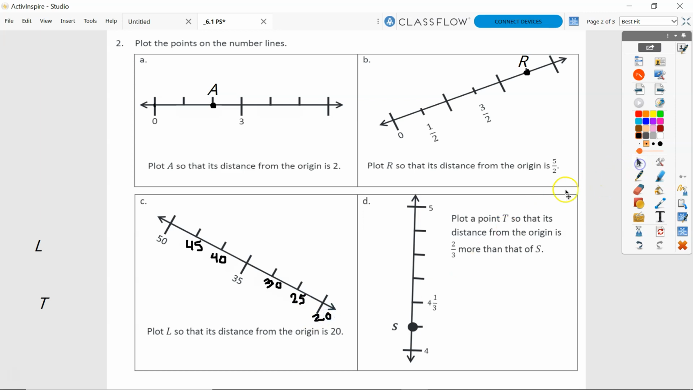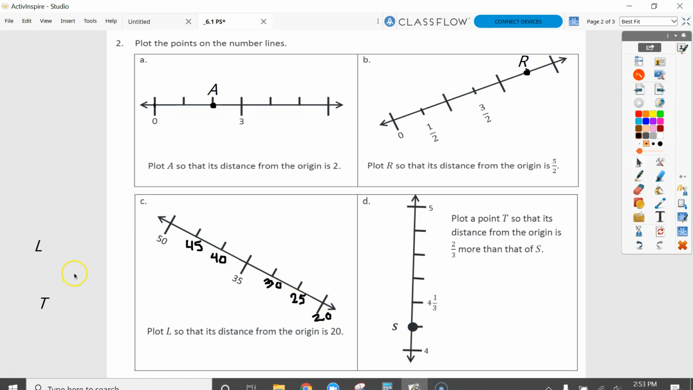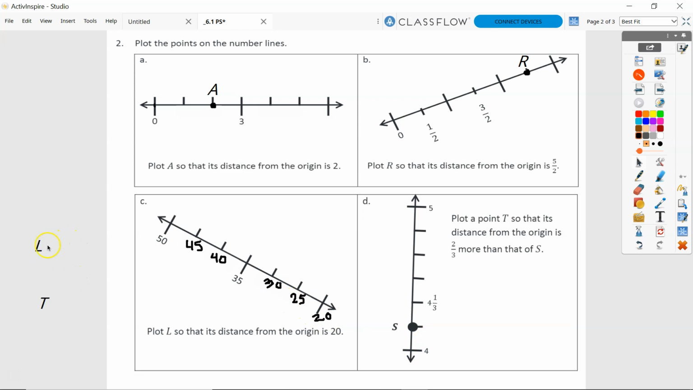All right. Now remember, our origin is not on this number line. Our origin would be all the way down here. We would have to go 15, 10, 5, and then 0 to get to our origin, way down here on this number line. But we're not concerned with that. We're just plotting our L so that it is 20 from the origin, and we know that 20 would be right there.